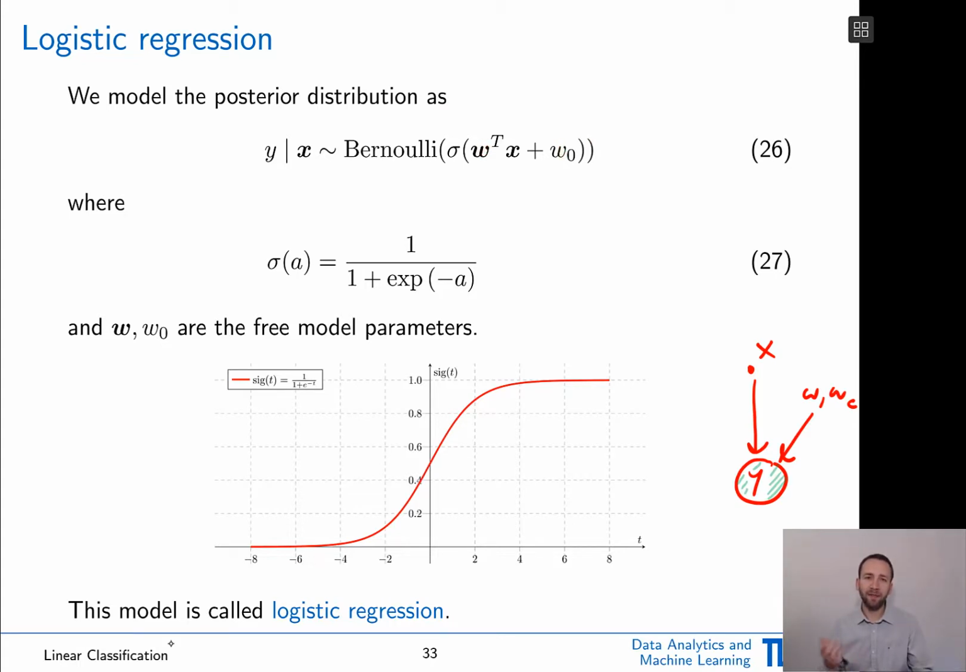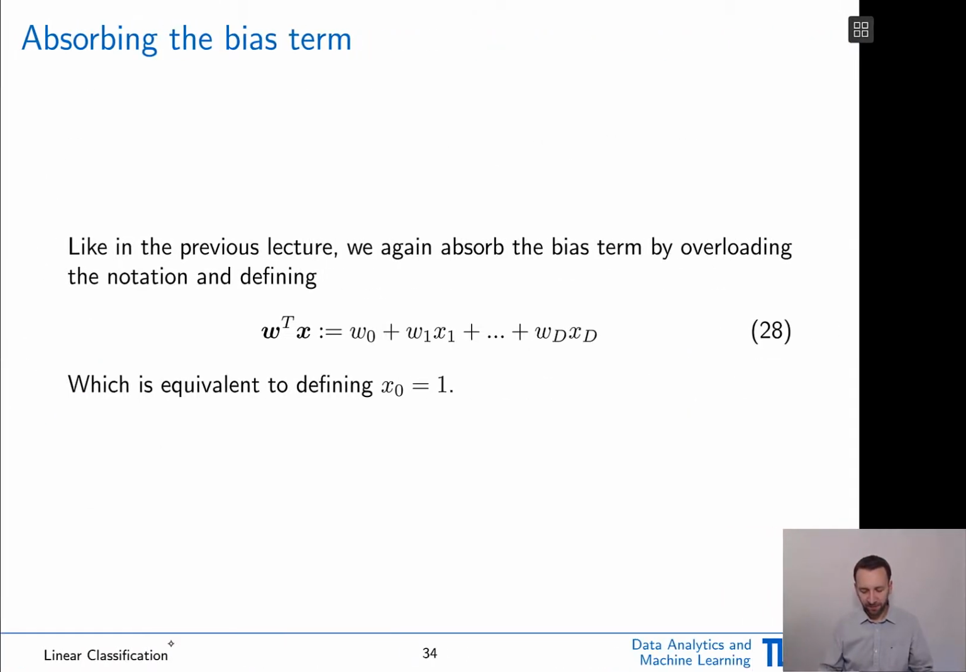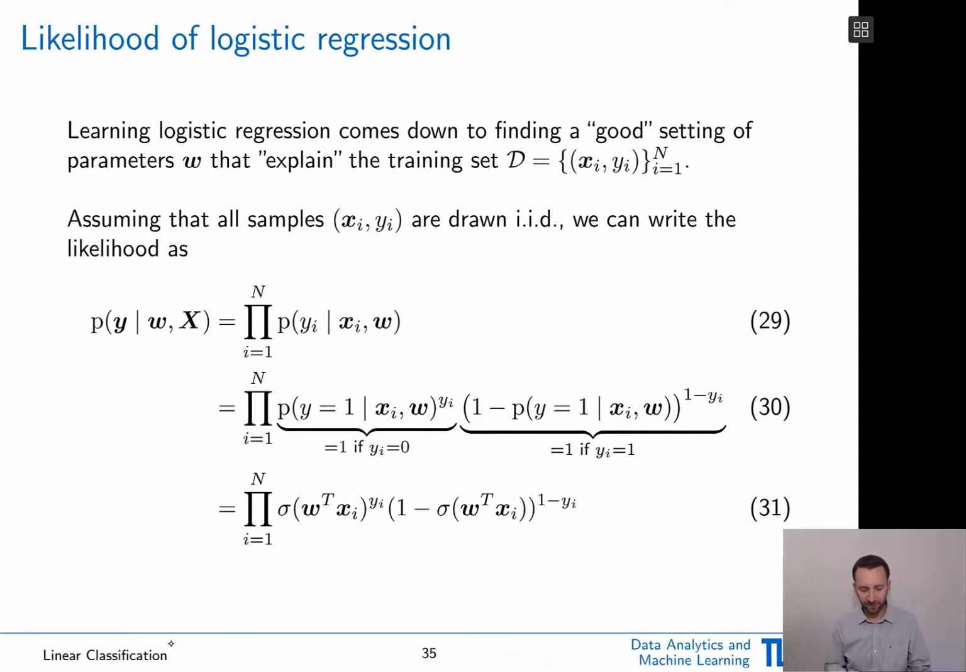One idea, of course, is to maximize the likelihood of this distribution. Here are many points you should already be aware of. Just for completeness, we added them here. Of course, as before, we can absorb the bias term into our data representation by adding a constant 1. So usually we just use this notation. We don't explicitly mention the bias term, but this is all what you should be aware of already from the previous videos.